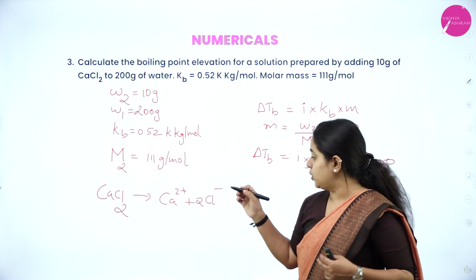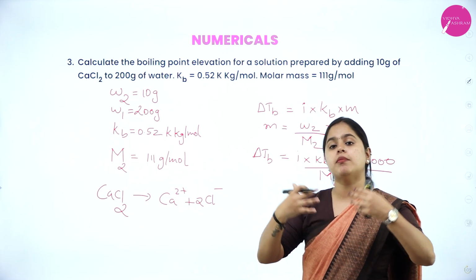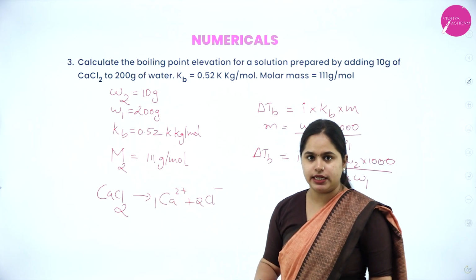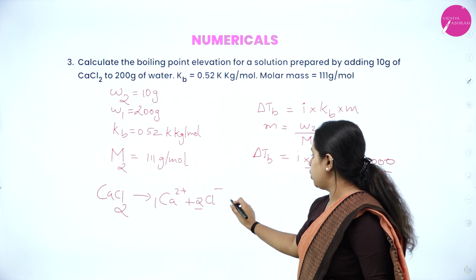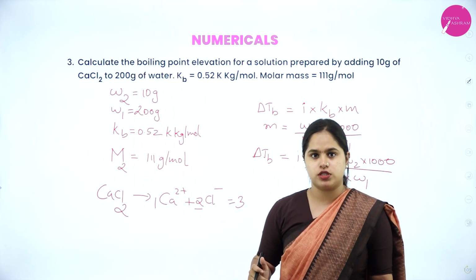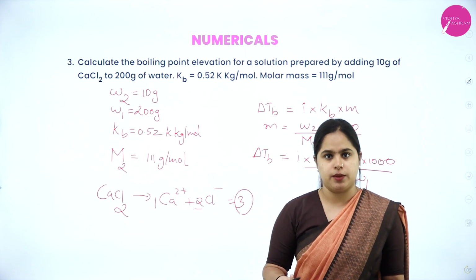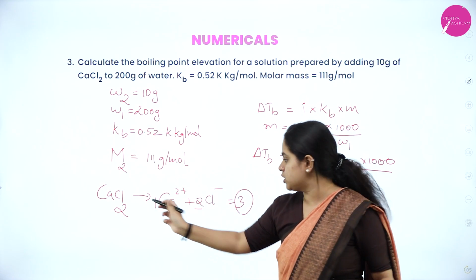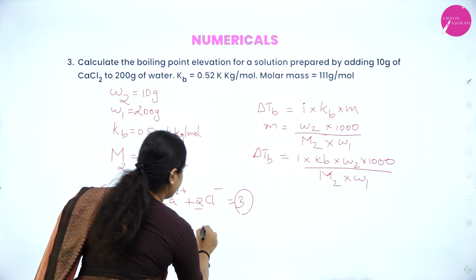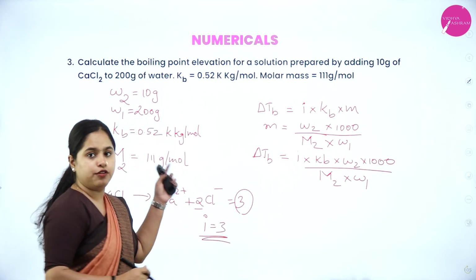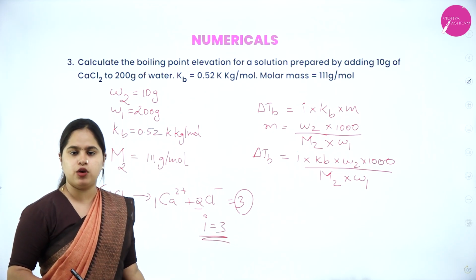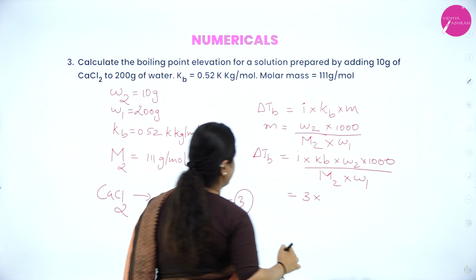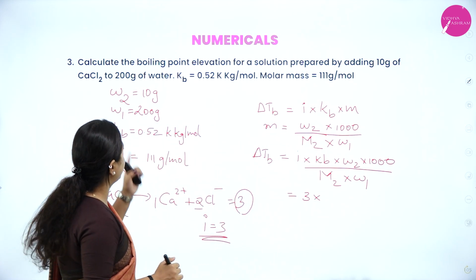So how can you calculate I from this? I will be equal to the total number of particles into which it has dissociated. In this case, there is 1 Ca2+ and 2 Cl-, so a total of 3 particles. There is no coefficient, so 1 plus 2 is 3. So our I value will be 3. I hope it is also clear how you can calculate the I value if the solute is given. Now how can I write the equation? It is 3 into Kb. What is the Kb value?